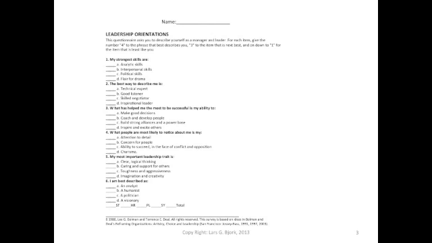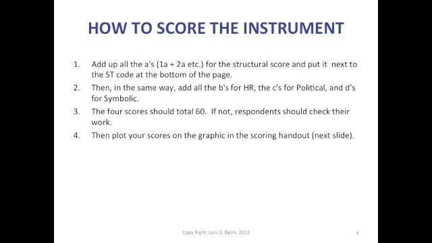The next slide shows the self-rating form. Complete the questions and then you can score the results. Here's how to score the instrument. First, add up all the A's, 1A plus 2A, etc., for the structural score and put it next to the ST code at the bottom of the page. Then, in the same way, add up all the B's for the HR and the C's for the political and the D's for the symbolic. The 4 scores should total 60. If not, you should check your work. Then, plot your scores on the graphic in the scoring handout on the next slide.